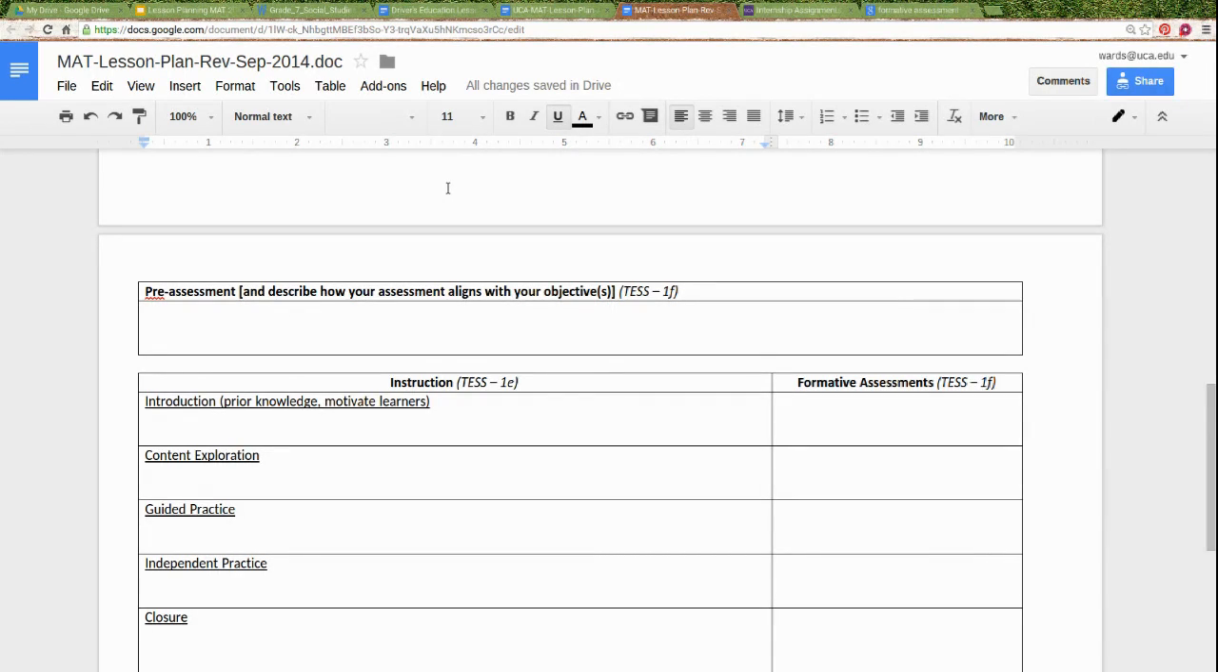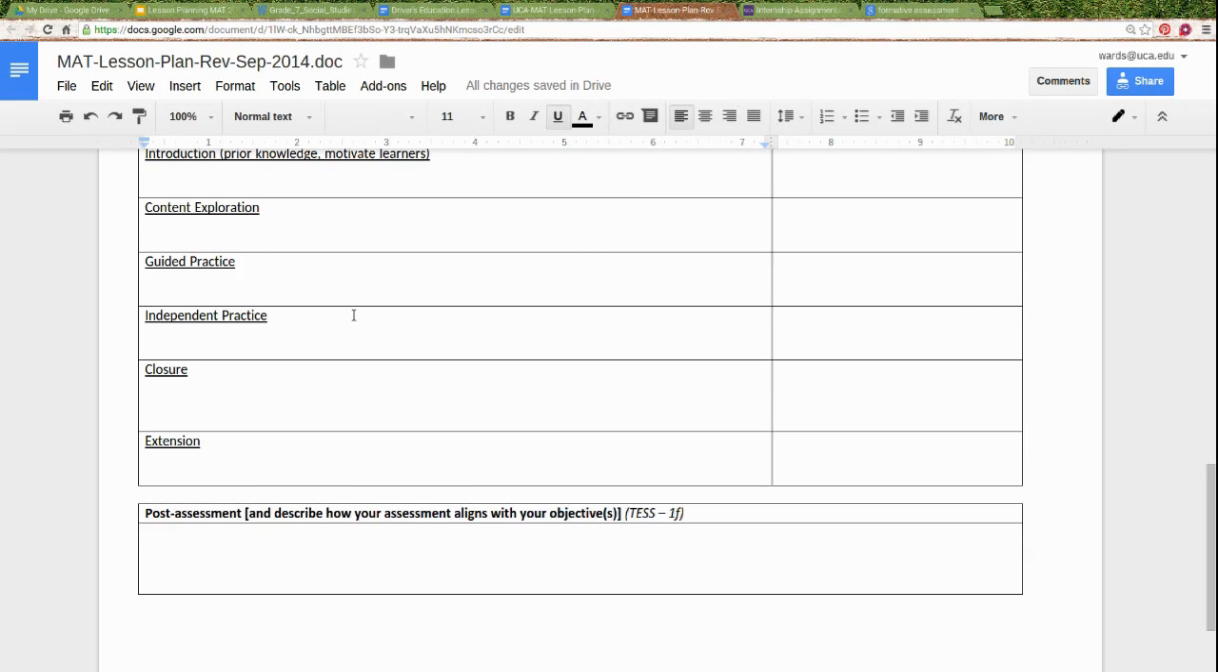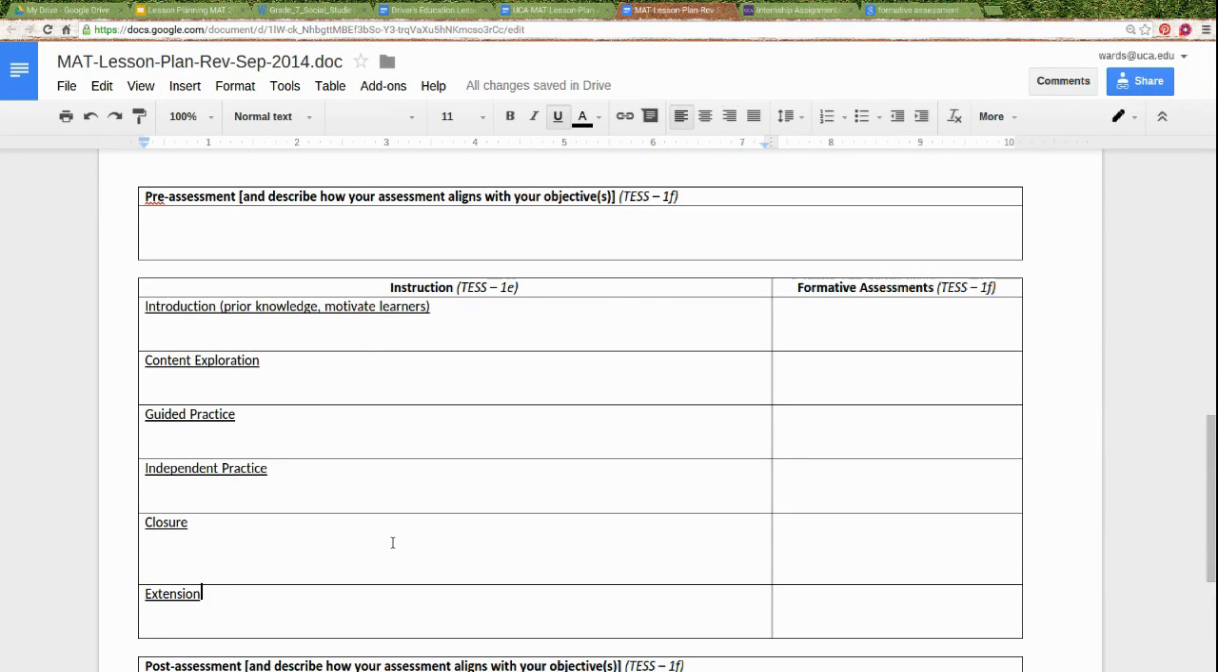Just like that graphic I showed you that had alignment at the top, here's the objective basically in assessment form. Here's the assessment at the end, and then this is the stuff that comes in the middle. This is what we're actually going to do.